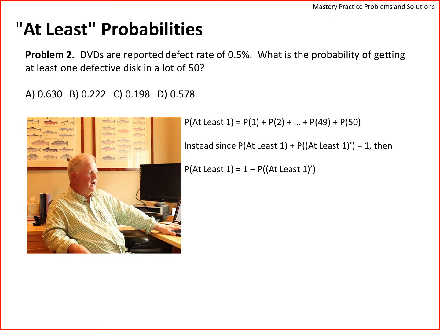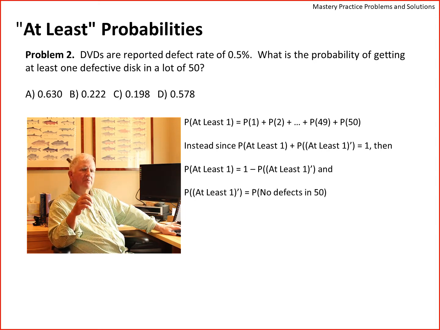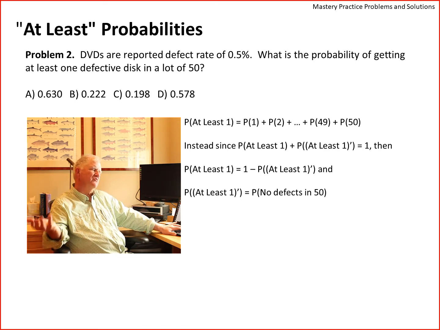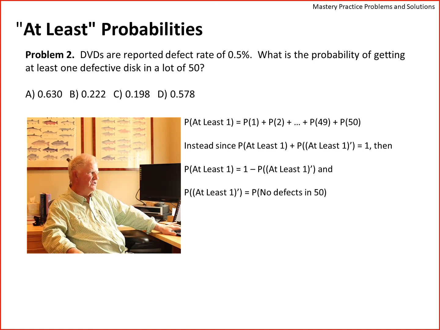And so the issue becomes, like in problem 1, what does it mean to be the complement of at least 1? And the answer is, and this is often the answer, the complement to at least 1 is none. No defects within 50. Yeah? So instead of at least 1, the absolute opposite, if you will, the complement of that is no defects. And that we can calculate, right?